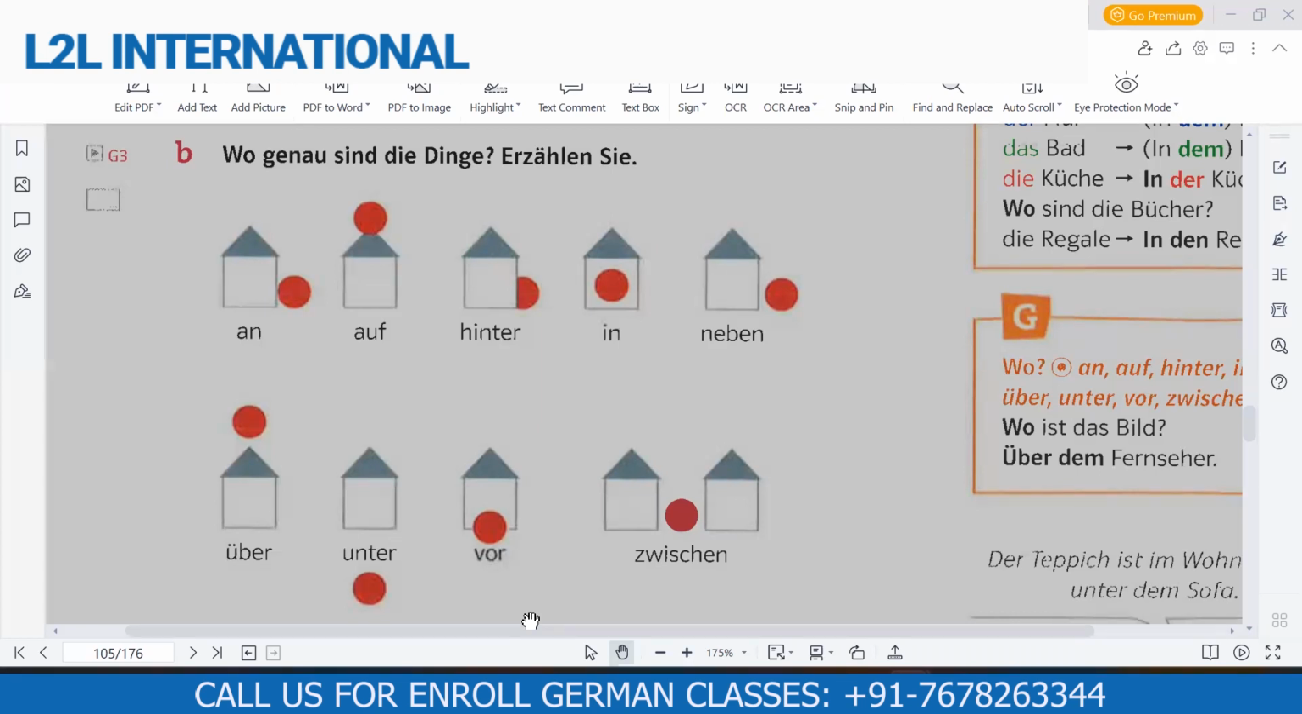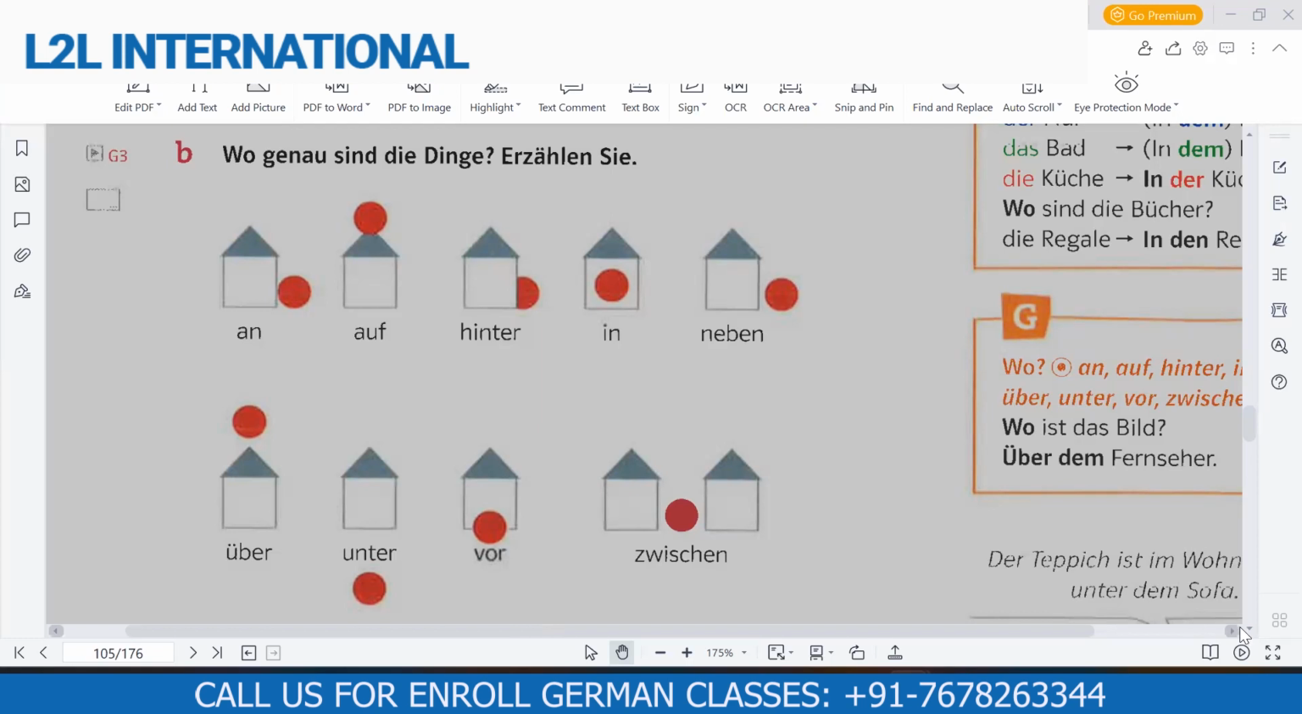Preposition is under. What is vor? Ashwin, vor? Inside. What is the position of the ball? It has come up right in front of the home. In front, at the front, yeah. And zwischen is clear, in between.